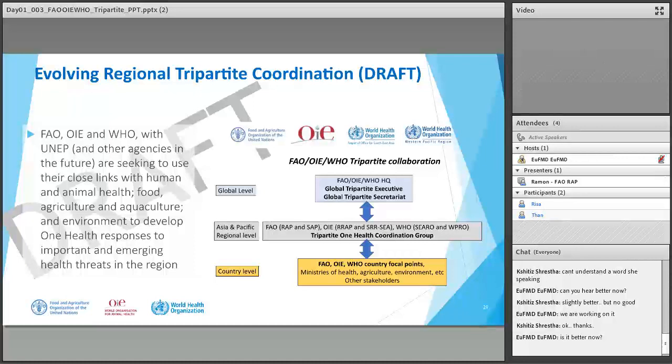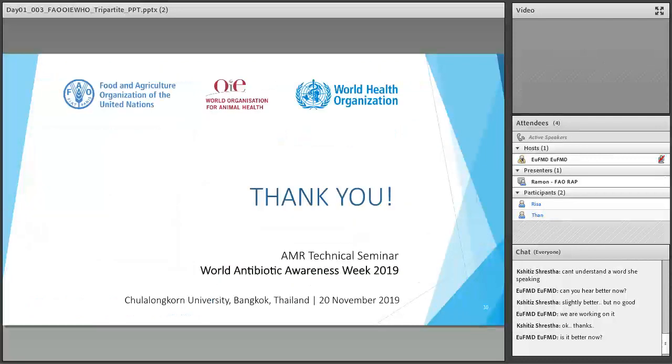We are seeking to use our close links for the human and animal health sectors, and also food safety and security issues, as well as agriculture, like the plant health sector, aquatic animal health sector, and environmental health sector, to develop One Health responses helping our member states when addressing health threats. This is actually all we have for today.